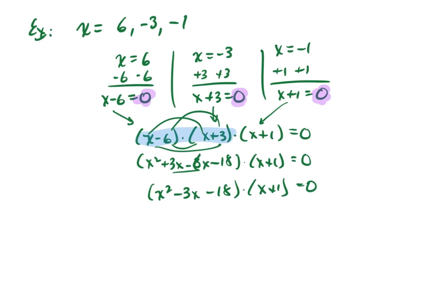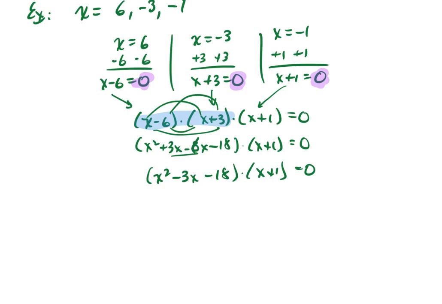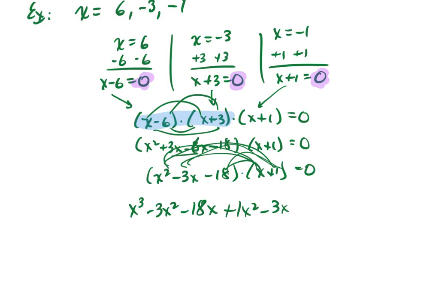And then to multiply the trinomial by the binomial, 3 terms times 2 things, I'm going to choose to distribute. So I'm going to distribute the x to each of those. So x times x squared, x times negative 3x, x times negative 18. Once I'm done with the x, I'm going to pick up the 1 and distribute. So 1 times x squared, 1 times negative 3x, 1 times negative 18.